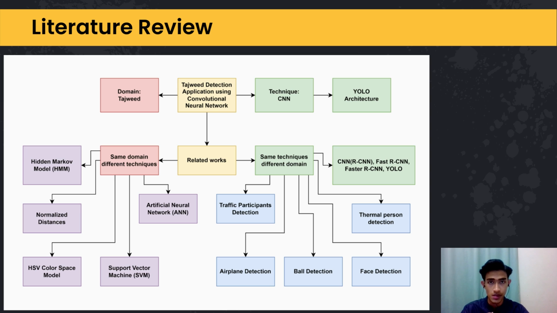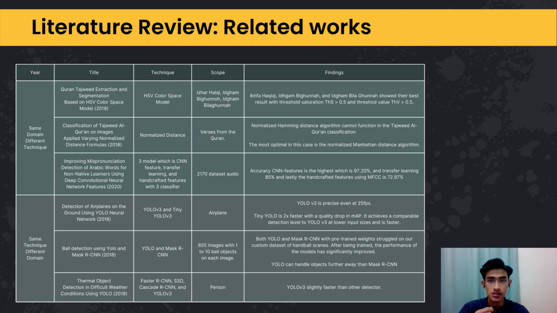So this is my mind map for the literature review. As you can see here, my title is Tajweed Detection Application using CNN. So my domain is Tajweed, and the technique that I'll be using is CNN. Based on the findings from the articles, YOLO might be the best architecture for detection. Next is the related works.